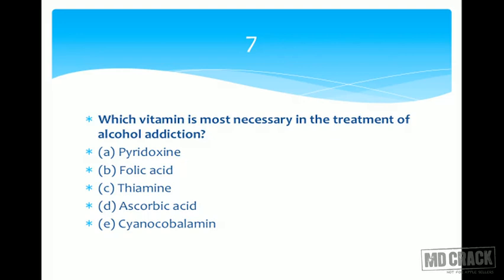Next, folic acid. Yes, it can produce folic acid deficiency. It can produce thiamine deficiency, ascorbic acid, and cyanocobalamin deficiency. But we are not speaking about a pregnant woman and the folic acid deficiency and some defects or anything. We are speaking about chronic alcohol addiction. And the final manifestation in chronic alcohol addiction is the central nervous system affection leading to what is called Wernicke's encephalopathy and Korsakoff psychosis. And these two things are related to thiamine. That's vitamin B1. Let's go to the answer.